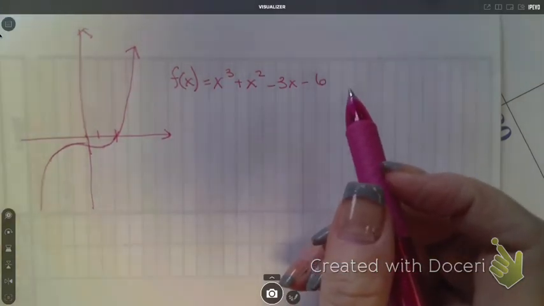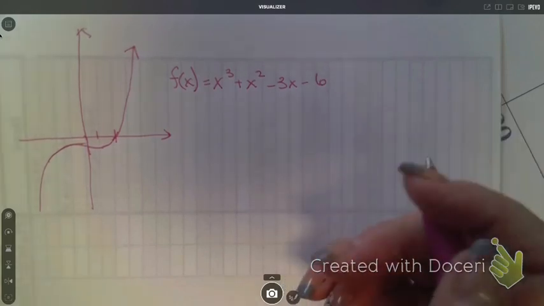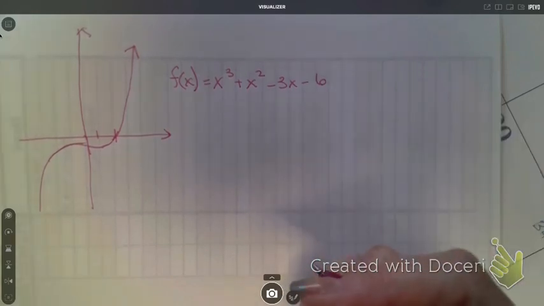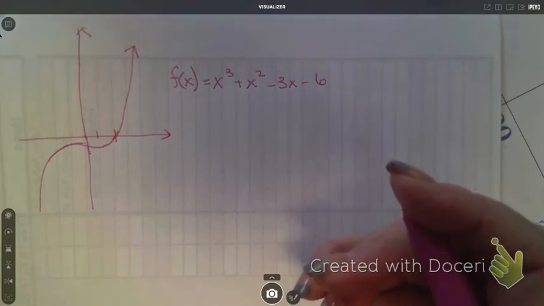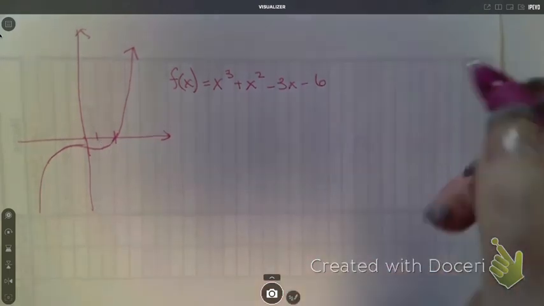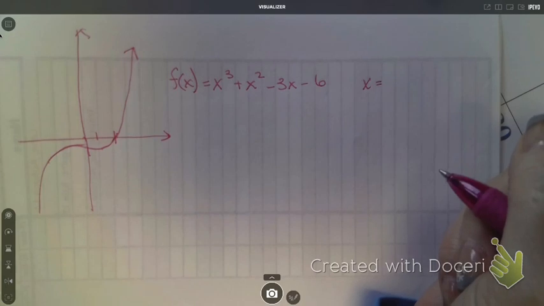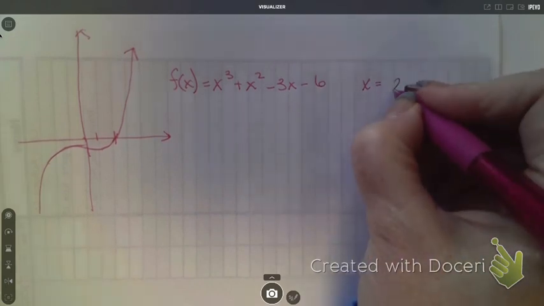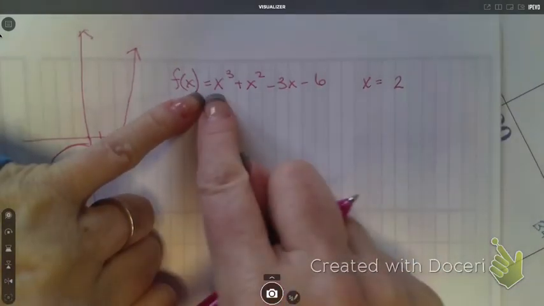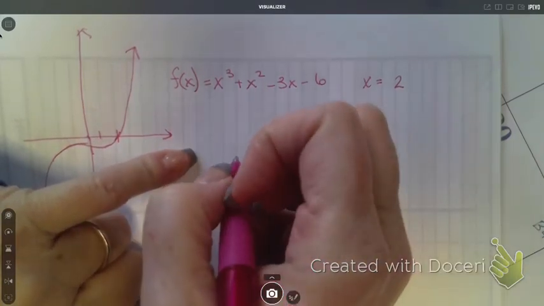But you have a picture. And if I know 1 zero, can I do synthetic division? Or I could also do long division. You want to do long division? No. You want to do synthetic? Okay, so what's one of the zeros? x equals what? 2. So I can synthetically divide this, right? So how do I do that? How do I do synthetic division?